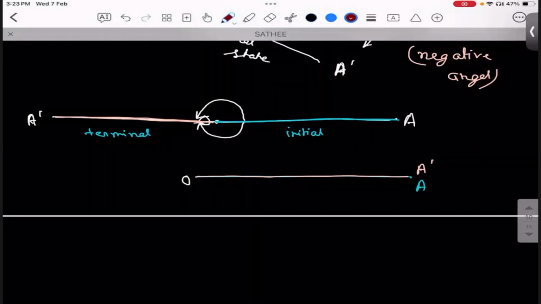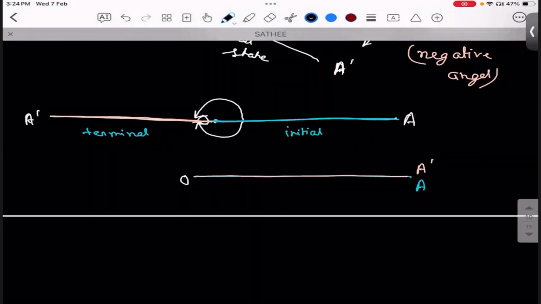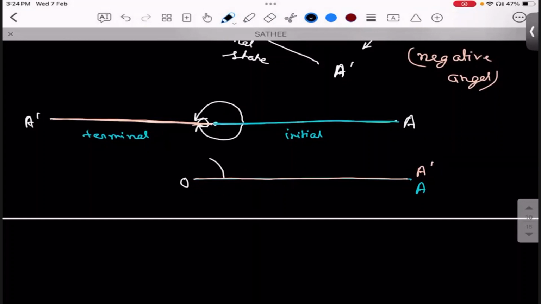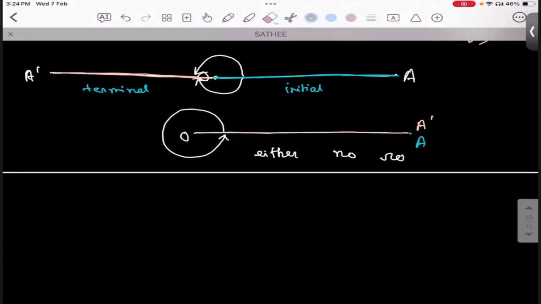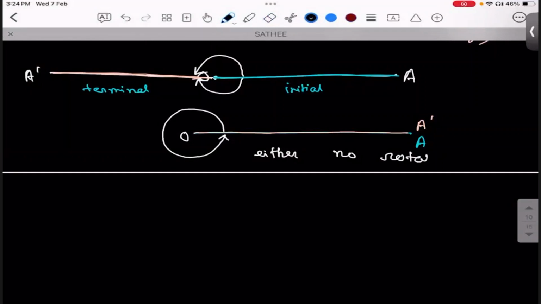Or else one can think like this, that the ray had started moving from this point and it completed a complete rotation and came back to the original position. So in that case, it is called a full rotation, a complete revolution. So in this case, we can say either no rotation or a complete rotation.